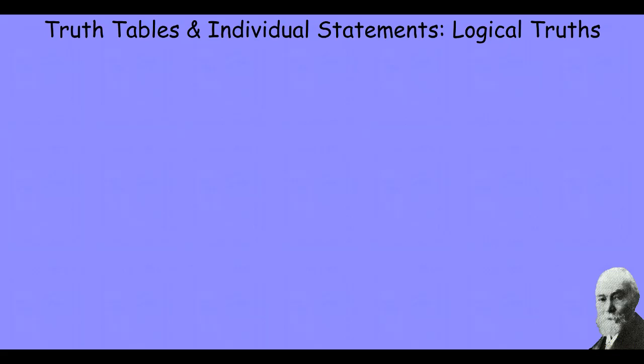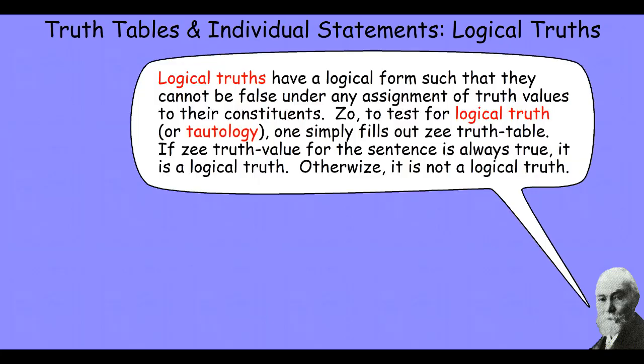In this module, we'll look at using truth tables to determine what kind of individual sentence we have in our language. There are three kinds: logical truths, logical falsehoods, and contradictions. So here we have Gottlieb Frege, German mathematician and logician, to tell us what a logical truth is.